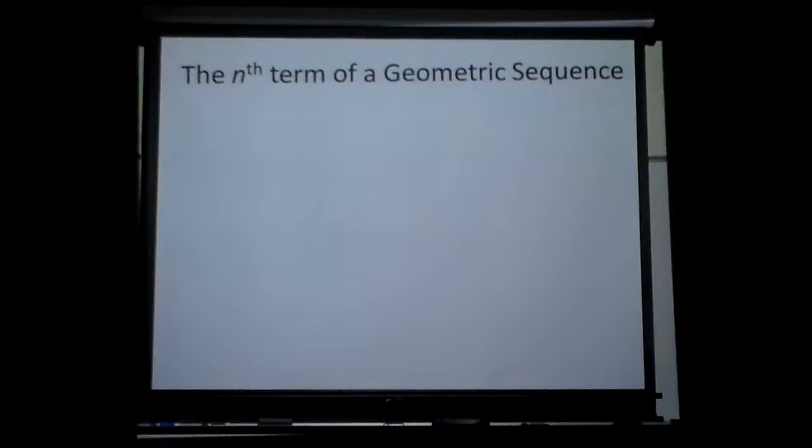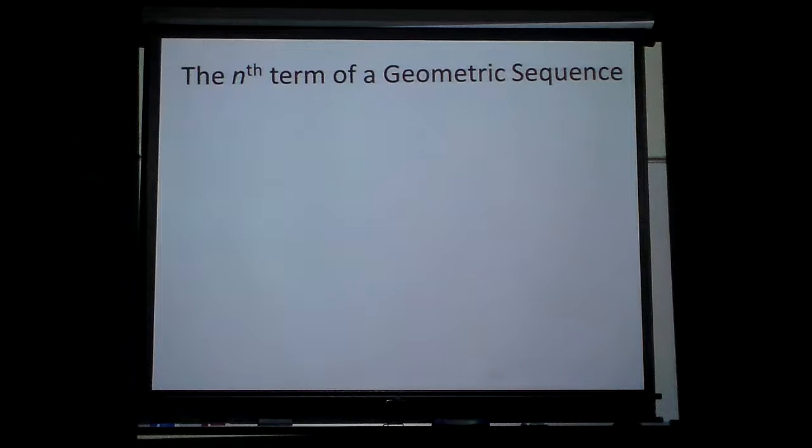How do you find the nth term of a geometric sequence? Well, let's look at this here. What do we know? This is our formula. a_n will be the first term times the ratio to the n minus 1 term. And the reason it's n minus 1 is because where's the first term? It's already right there. That's why.